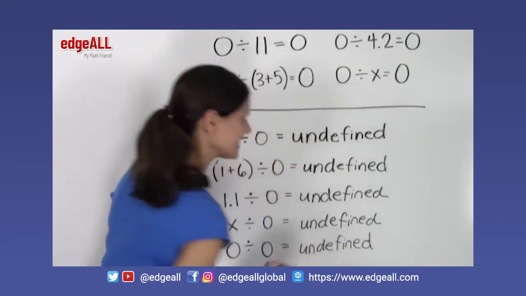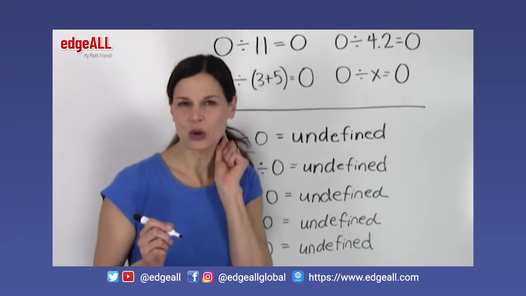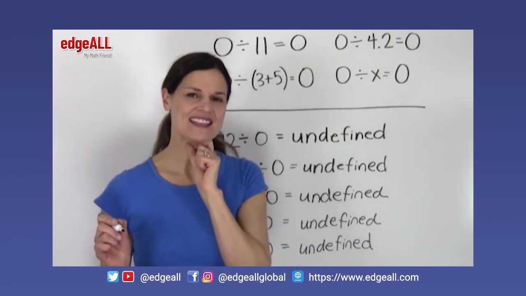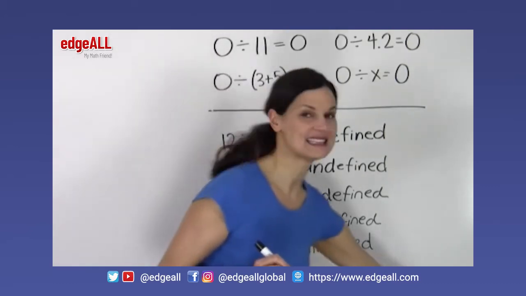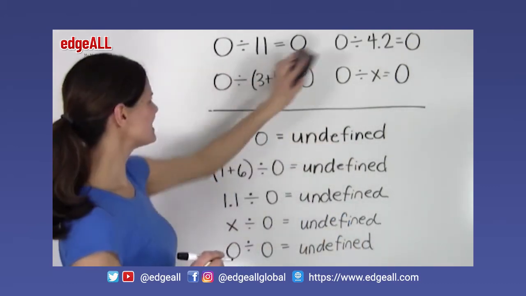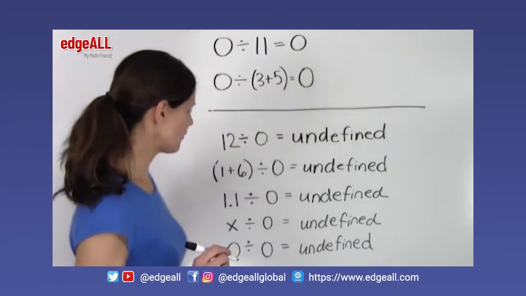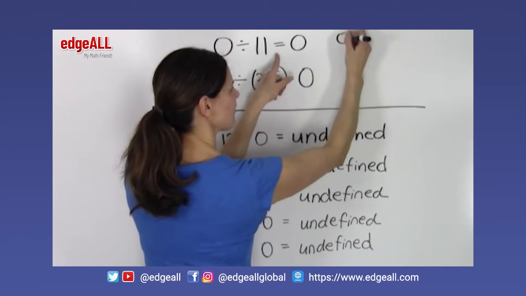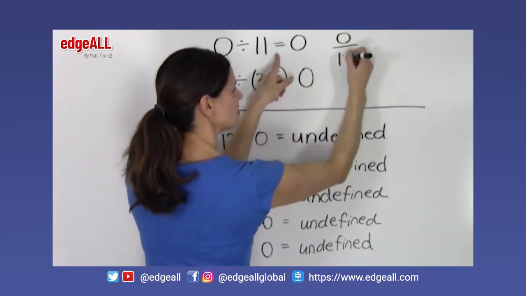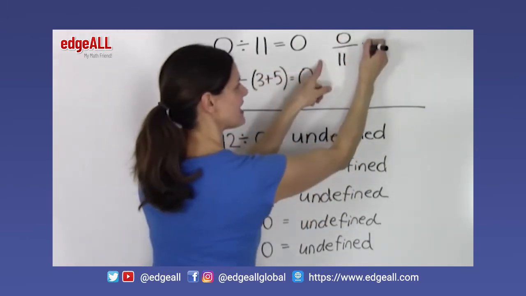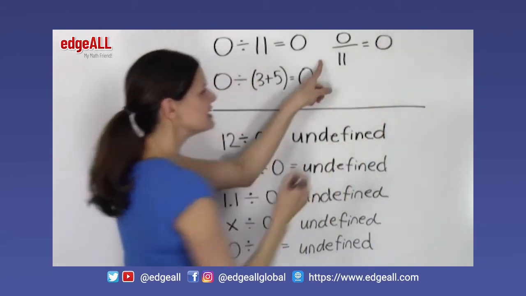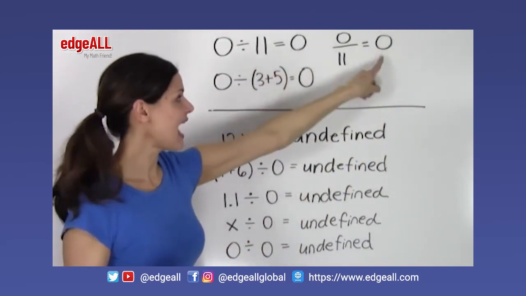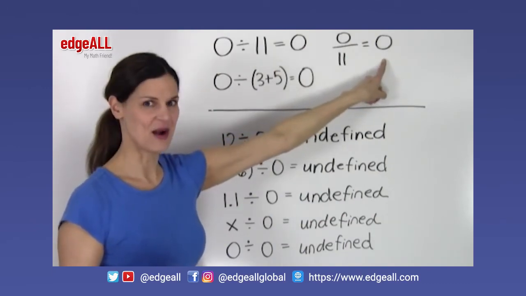One more way to think about this, just to remember when is it 0 and when is it undefined, is you can think of writing these division problems as a fraction. And so in these cases up here, for example 0 divided by 11, I can write this in fraction form where I would say 0 over 11, and the answer to that is 0. So if the 0 is in my numerator, it's okay to have my answer be 0.